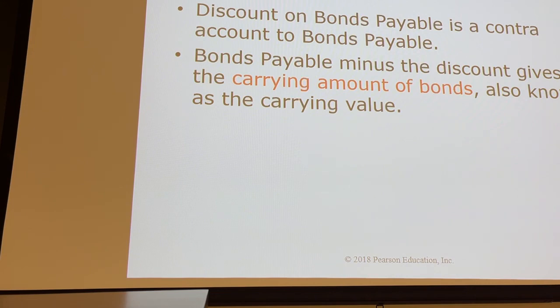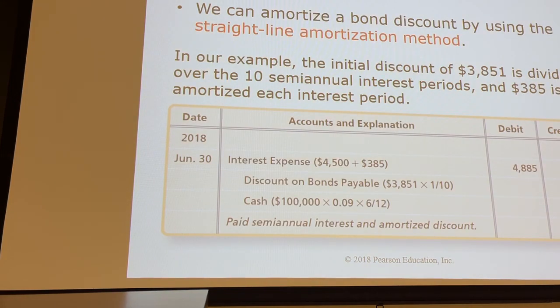Now, when we get to an interest payment date and we're dealing with a bond discount, then the recording of the interest expense is going to be a little bit more complicated, because on each interest payment date, we also have to amortize the bond discount. We amortize part of it off on each interest payment date so that by the time the bonds mature, all of the discount will be gone. All of it will be amortized away.